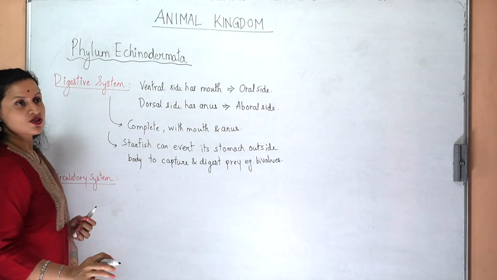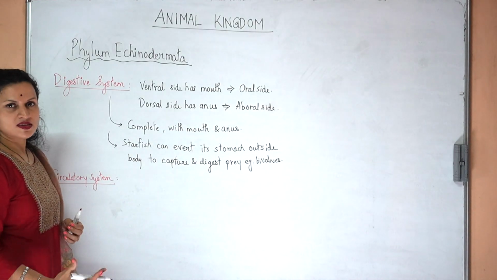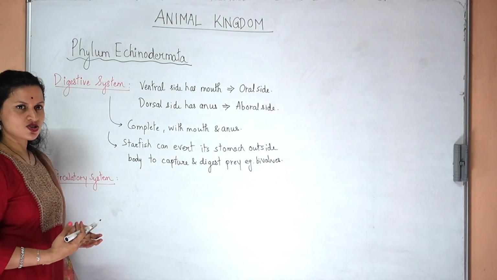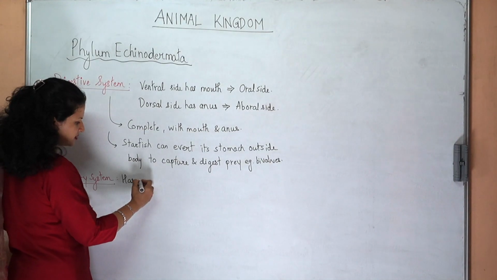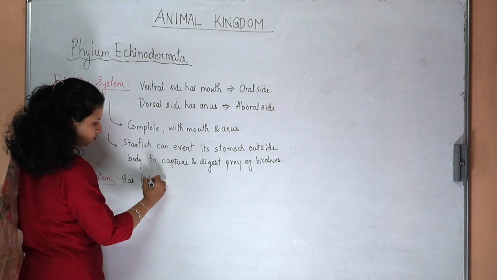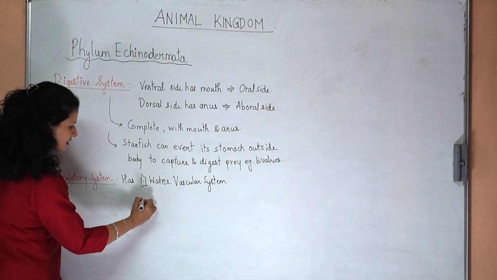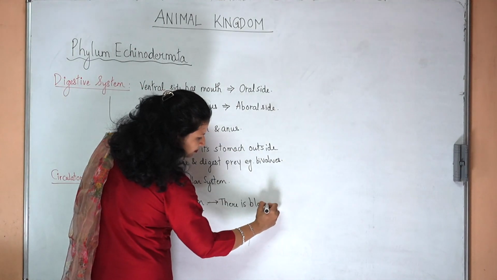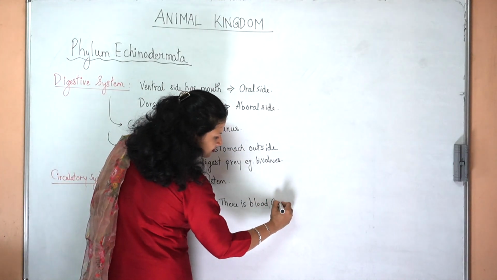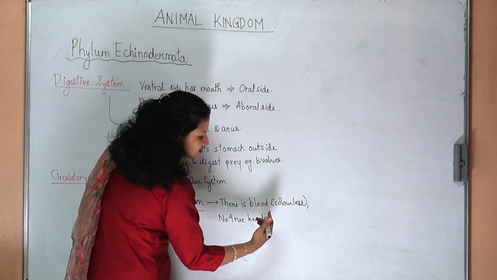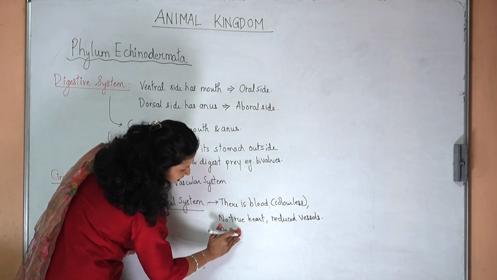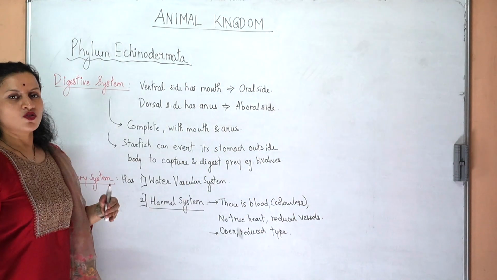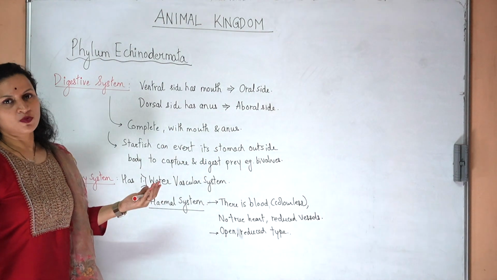For circulation, there is already the water vascular system. Apart from the water vascular system, there are two additional features for circulation in the starfish. Number one is the water vascular system. The second system is called the hemal system. In the hemal system, there is blood, which is colorless. There is no true heart, and the vessels are reduced. So it can be called an open and reduced type of blood circulatory system, just like in the arthropods and the mollusks.